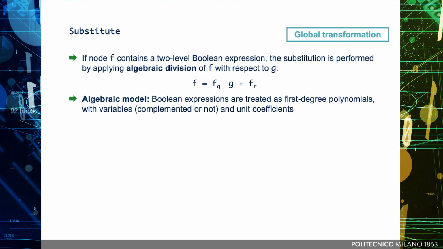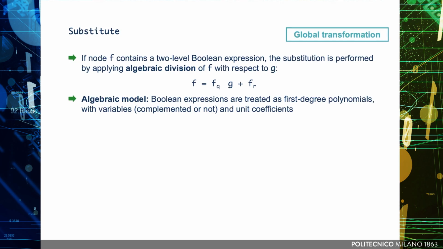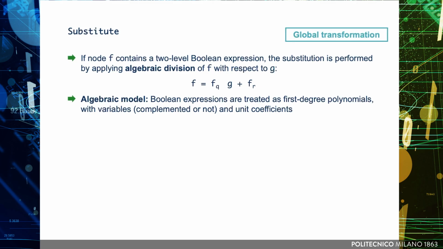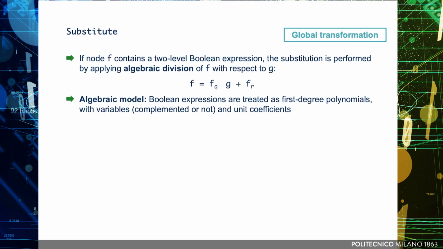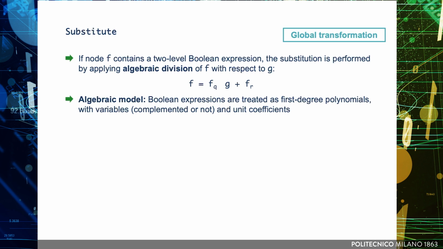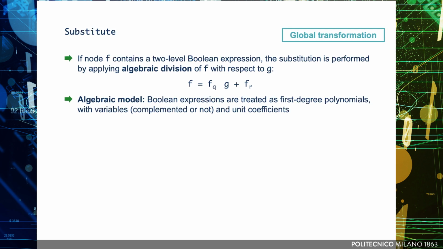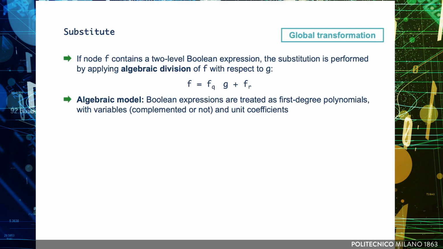If, on the other hand, f is a two-level expression, the substitute transformation applies algebraic division of f by g. In particular, we adopt an algebraic model in which Boolean expressions are treated as first-degree polynomials in the variables with unit coefficients. In this model, we perform a division that yields a quotient and a remainder. Thus, f can be rewritten as the quotient f sub g multiplied by g plus the remainder f sub r, keeping in mind that multiplication corresponds to an AND and addition to an OR, once we return to the Boolean interpretation.